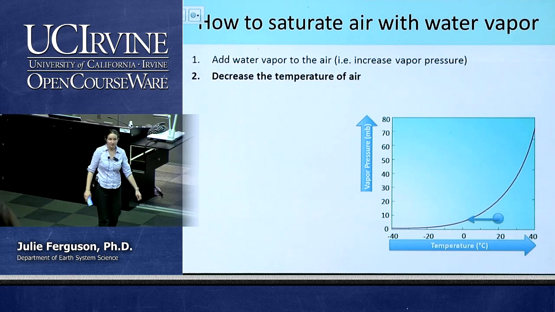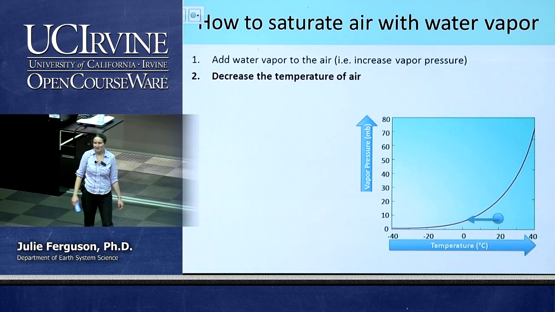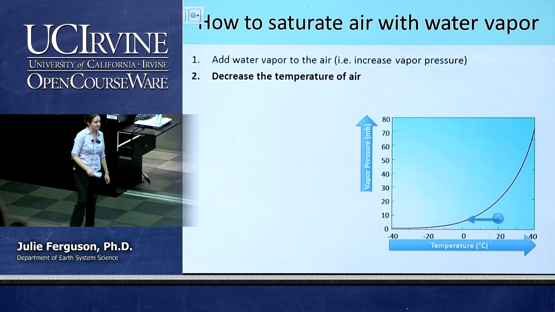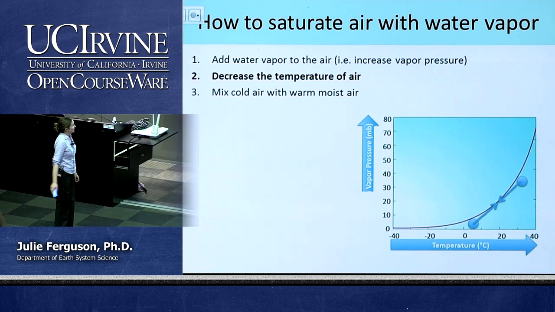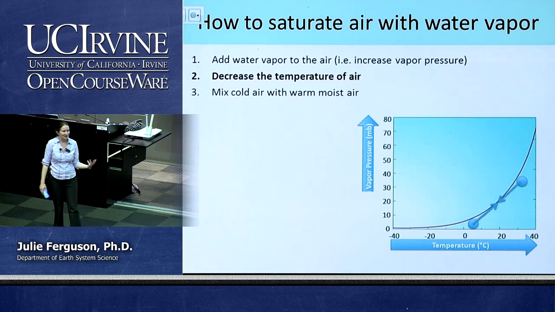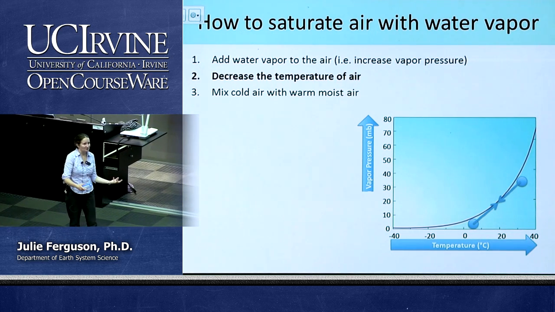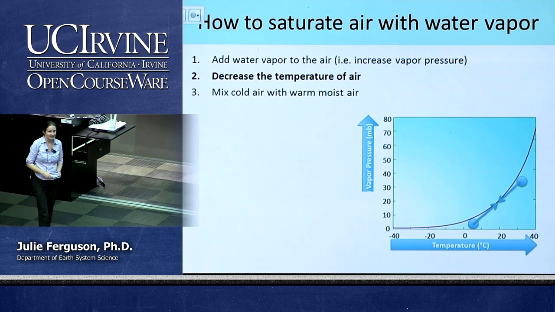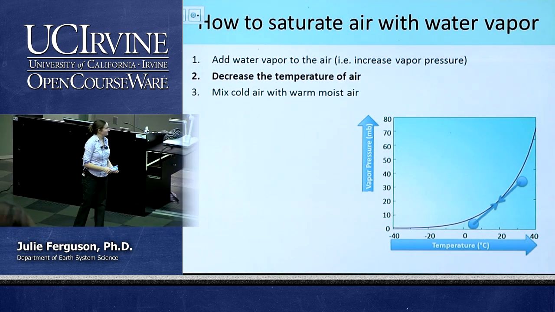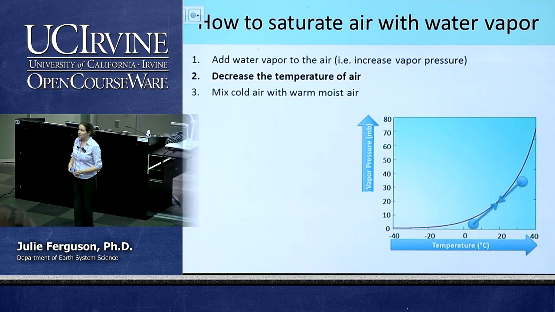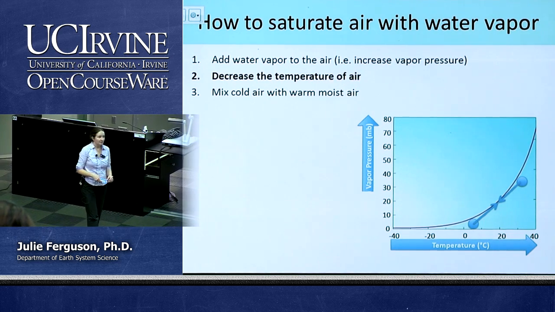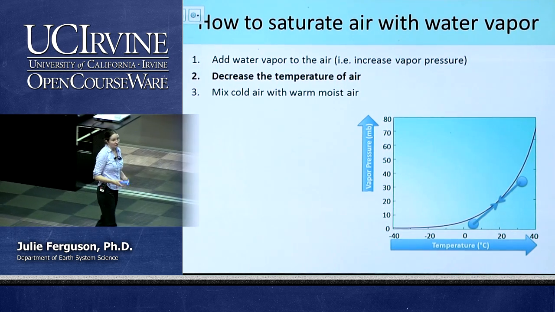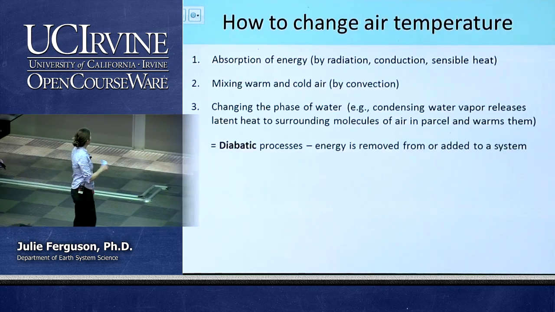We can decrease the temperature of the air. And you can see that I've put this one in bold because this is the main one, and this is what we're going to talk about for the rest of today. And then we can just cheat and mix warm, moist air with cold, dry air. And you can see that if they meet and they cross that saturation line, we can call it saturated. So let's just talk about decreasing the temperature of the air, because that's really the easiest thing to do. That's the reason that most of our condensation happens in the atmosphere.